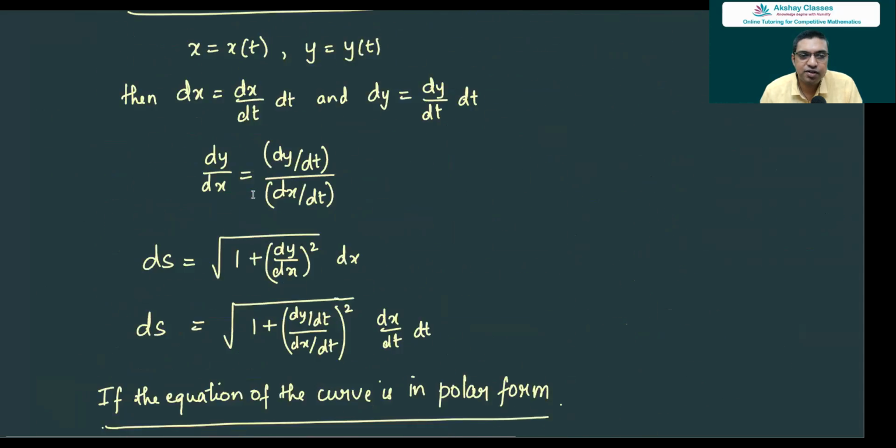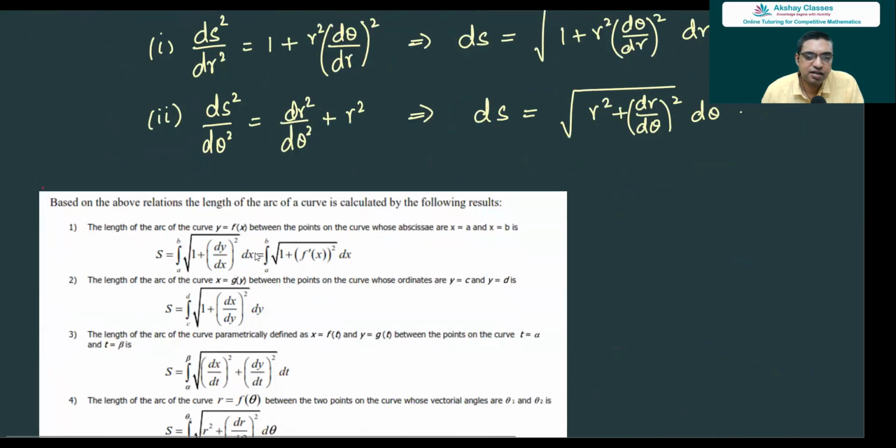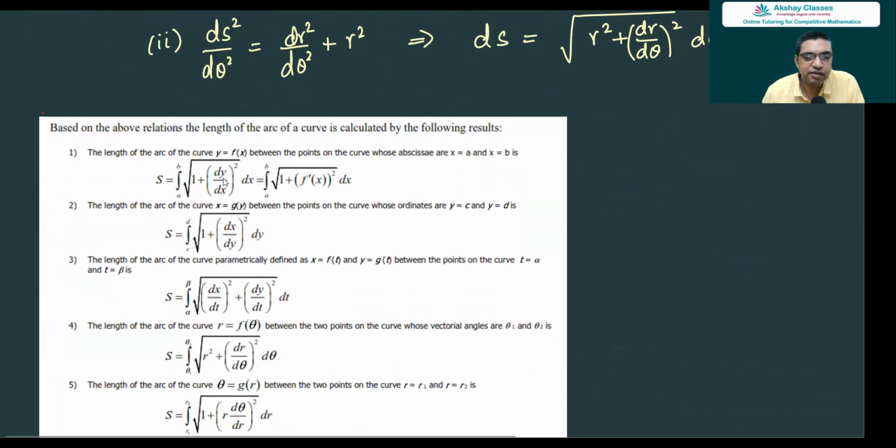So we choose the first result. Although there are two, either you can choose with respect to x or with respect to y. Because we have to integrate from x equal to a to x equal to b, we will choose this one with dx. So under root of 1 plus dy by dx the whole square times dx, integrating it from a to b. So ds was under root of 1 plus dy by dx the whole square times dx.